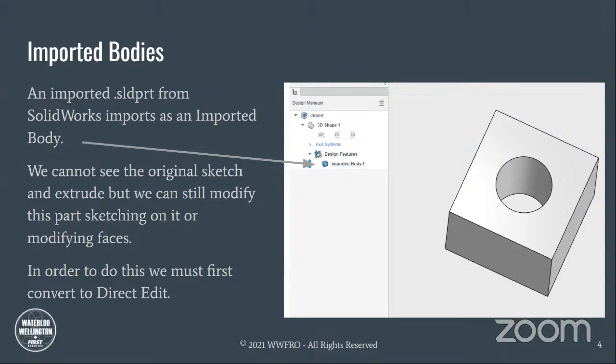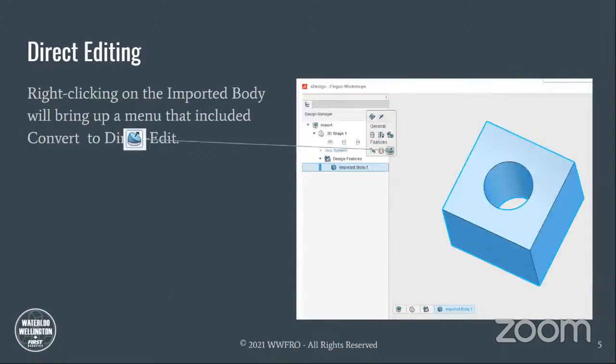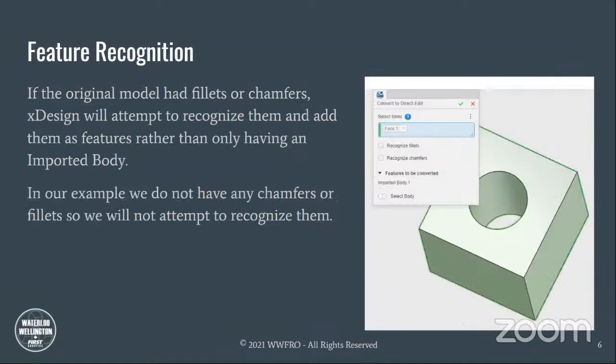But we do see an exact representation of the part. So say if we wanted to edit that, the first thing we have to do is tell that imported body that we want to direct edit it. The way we do that, if we right click on that imported body, there's a little icon that looks like a cylinder with a little face that's being stretched up and angled, and that's the direct edit icon. So once we enable that, we'll be able to start modifying and pushing those faces around.